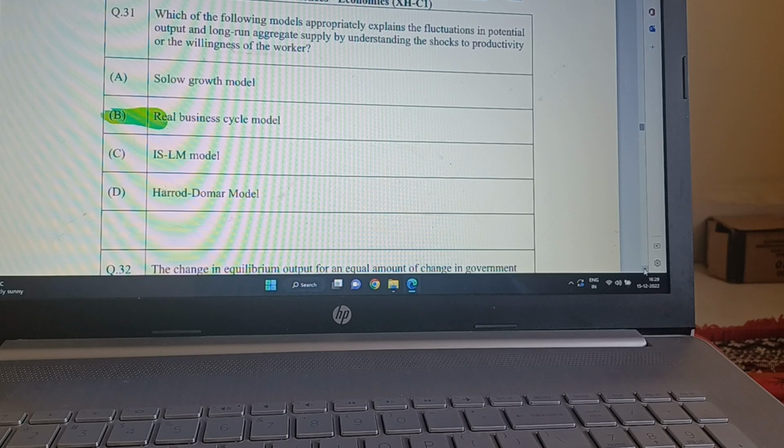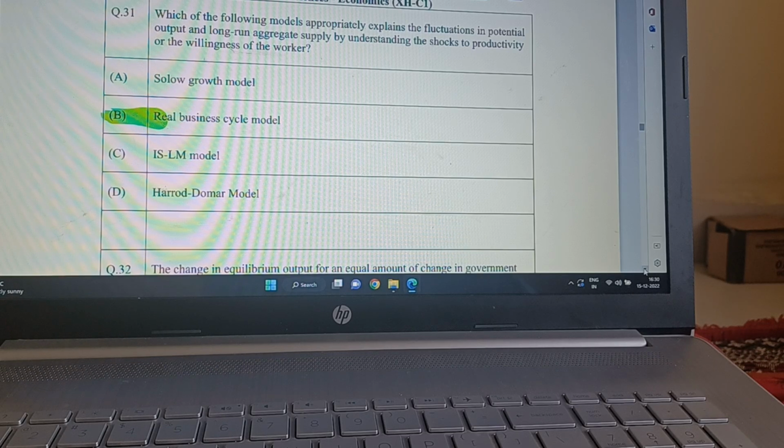Then C is the IS-LM model. This model talks about stabilization of the economy through government policies and monetary policies. LM is the domain of monetary policy, and IS is the domain of government policy. So this also doesn't talk about why business cycles happen. It talks about how, if business cycles have happened, the IS and LM curves can bring the economy back to stability.